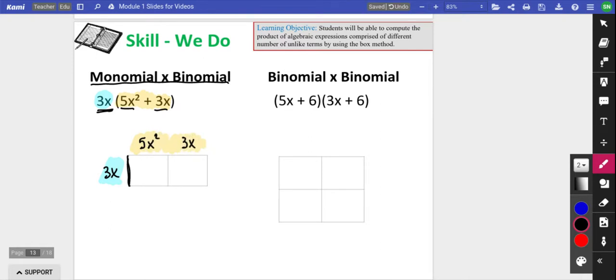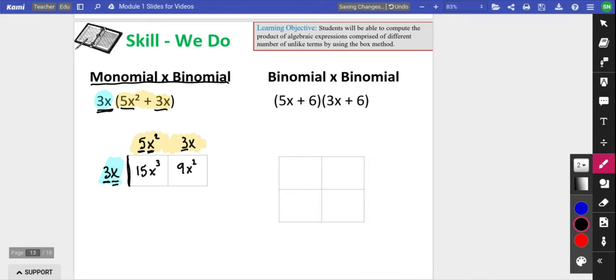Now this looks like a multiplication table, and we will be multiplying accordingly. We will start by multiplying 3 times 5, 15, and then we will multiply x times x squared. That would be x cubed. Following the same technique, we will start by multiplying the 3x in blue. 3 times 3 is 9. The x in blue times the x in orange would be x squared.